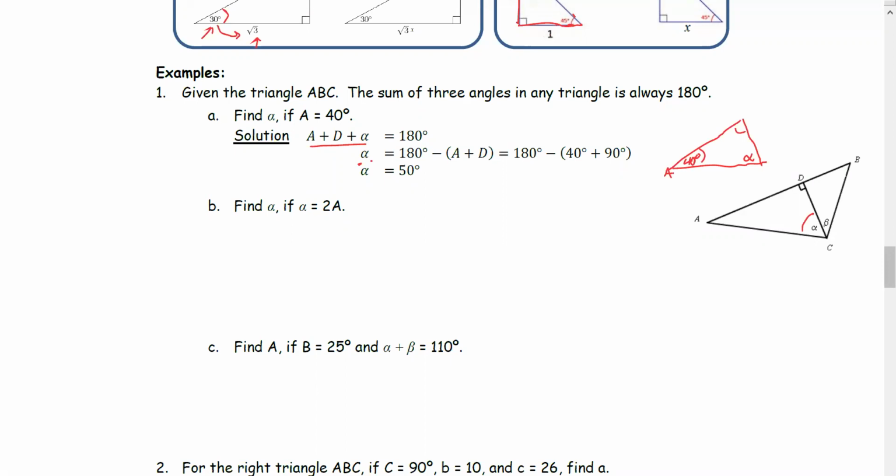So alpha is the difference of 180 degrees and the sum of A and the right angle, or 180 degrees minus the sum of 40 and 90 degrees. It returns alpha equals 50 degrees. Part B, find alpha if alpha equals 2A.